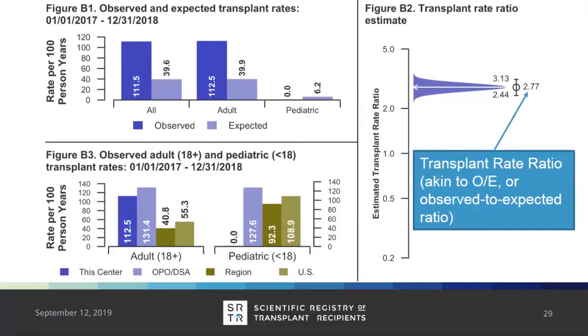You can think of this as just saying, well, 2.77 is about 3, right? So this would say that this program is transplanting patients at a rate 3 times what we would expect. So this is a fast or high rate of transplant at this program. If the ratio was maybe, say, 0.5, that would say they're transplanting at half the rate that we would expect based on national experience.